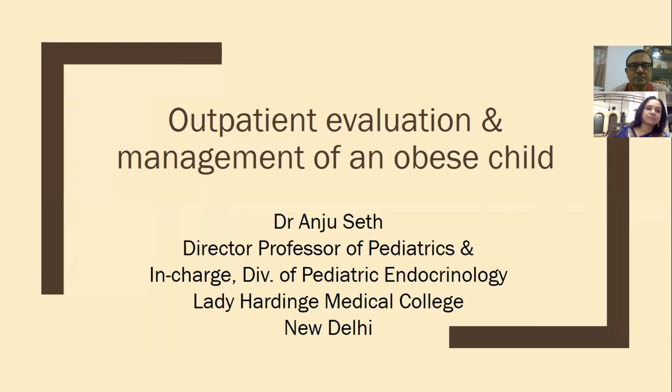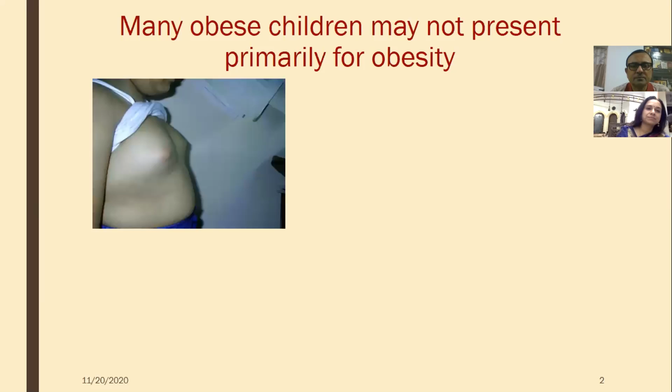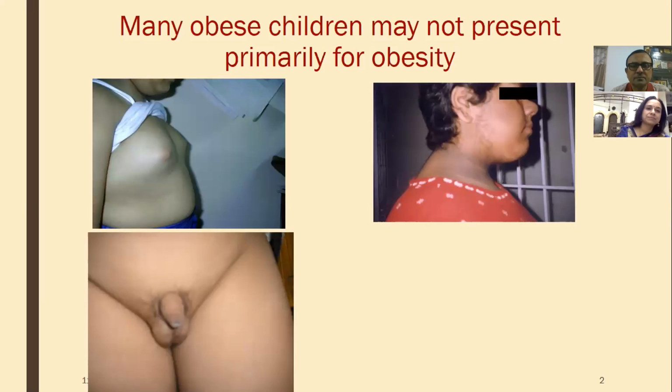Okay, so this is on outpatient management. First and foremost thing to realize is that very often the parents do not realize that their child is obese. Our cultural milieu is such that very often obesity is equated to health. So many obese children actually do not present primarily for obesity. What do they present for? All the cases that Dr. Anurag has shown us. They come to us with lipomastia in girls and gynecomastia in boys. They come with micropenis. They come with hirsutism, a manifestation of PCOS.